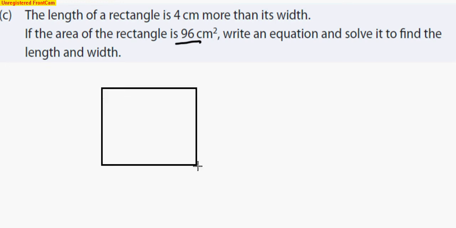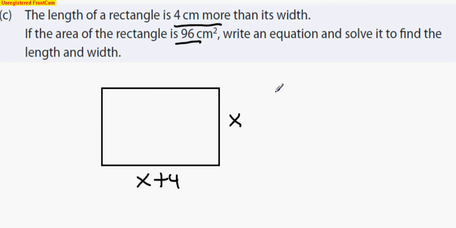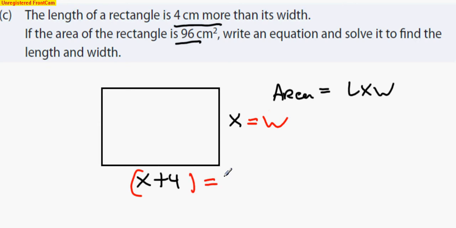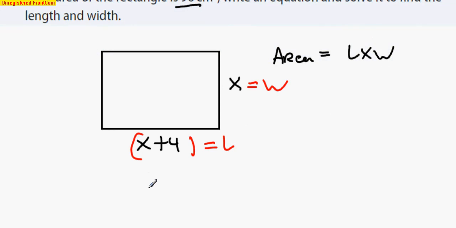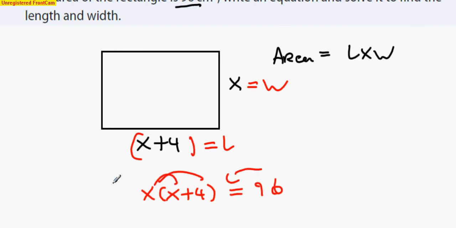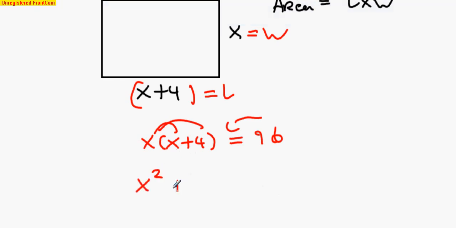Okay, so the rectangle can be like this. And what we can say is let the width be equal to x. And if the length is 4 centimeters more than the width, that makes x plus 4. Area is length multiplied by width. The width is x and the length is x plus 4. So the area, which is 96, is equal to length by width. So width multiplied by length equals 96. Multiply it out, bring the 96 over the other side, and what we're going to get is x squared plus 4x minus 96 equals 0.